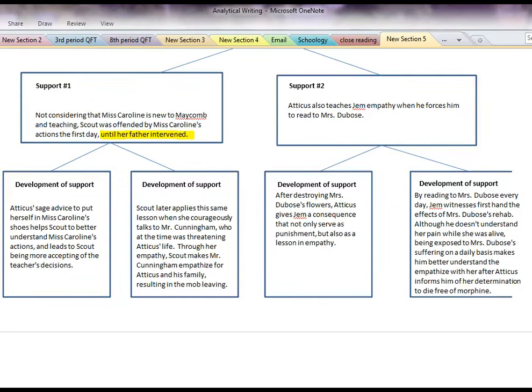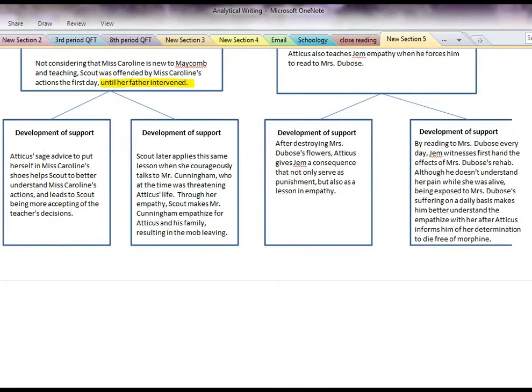So let's go ahead and develop this more. Atticus's sage advice to put herself in Miss Caroline's shoes helps Scout to better understand Miss Caroline's actions and leads to Scout being more accepting of the teacher's decisions. Okay, so here it's Atticus taught the empathy, and as a result, Scout was. But I want to go further than that because that's just an isolated incident. And like I said, we want to develop this even further to prove that he has a lasting effect on his children. So going on, I say, Scout later applies this same lesson when she courageously talks to Mr.